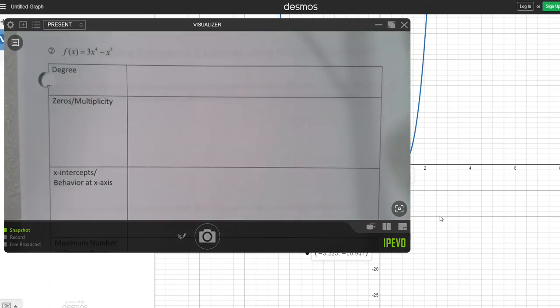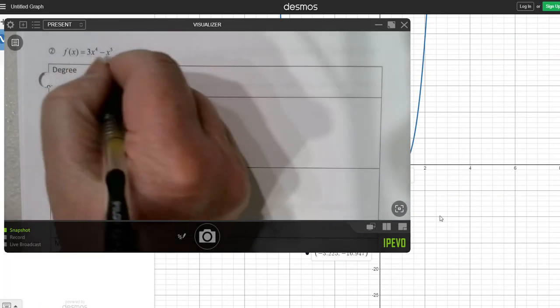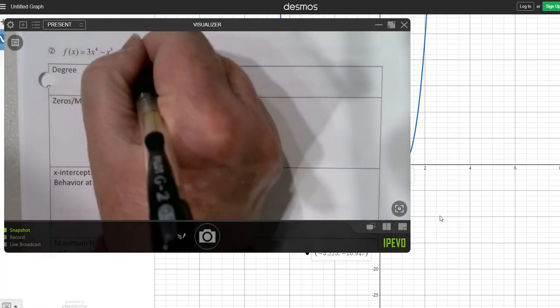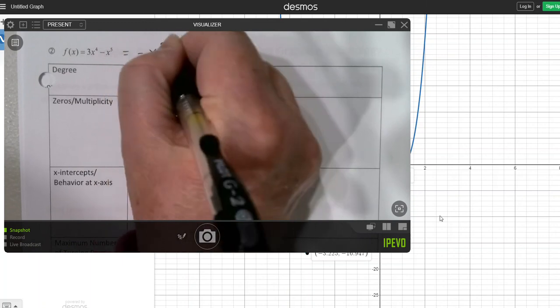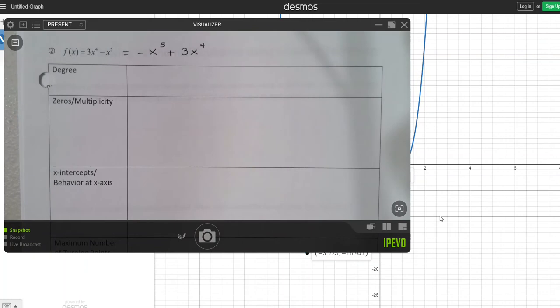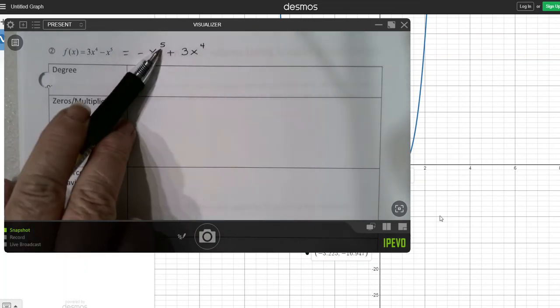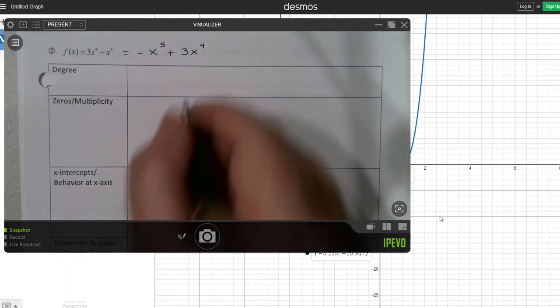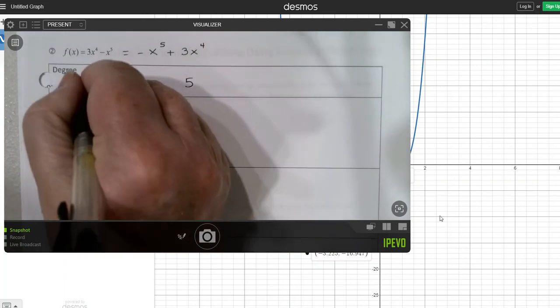All right, this one, notice it's not in descending order. I could rewrite it in descending order if I wanted to: -x to the 5th plus 3x to the 4th, just to emphasize that the degree really is 5. So usually we call our degree n.